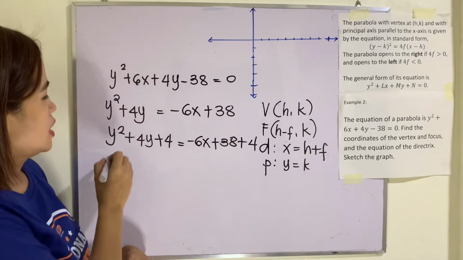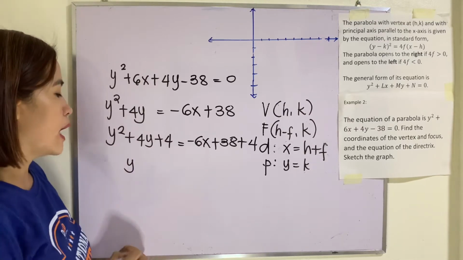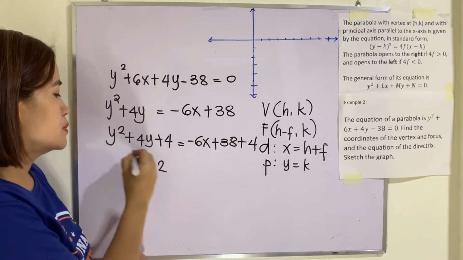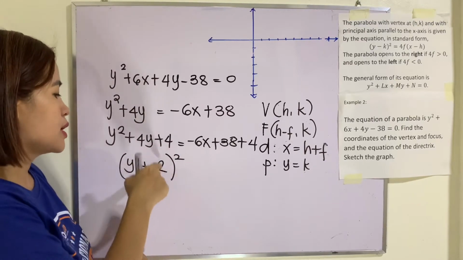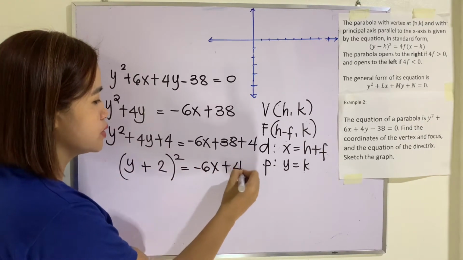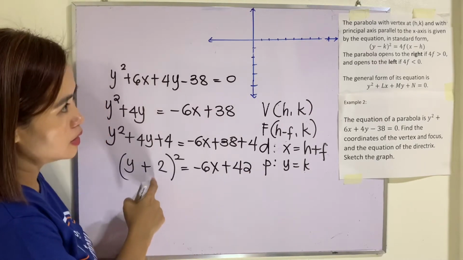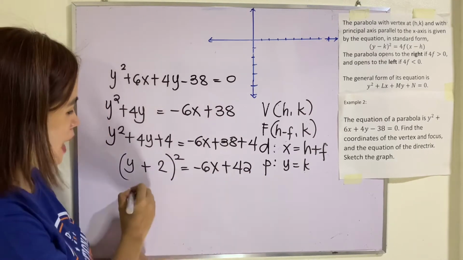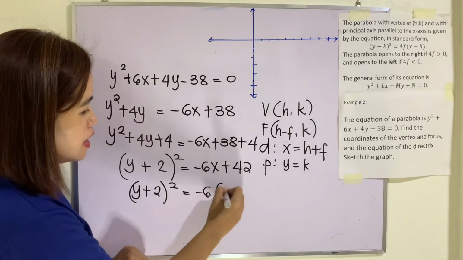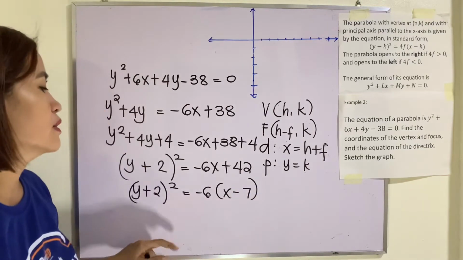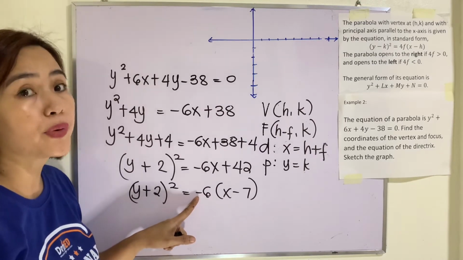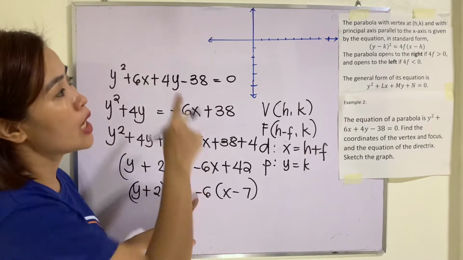its value. This is now factored as a square of binomial, y plus 2 squared, is equal to negative 6x plus 42. Now, this is already converted into that form. We have to factor this. This is y plus 2 squared equals negative 6 times x minus 7. So, we know that this one is negative.